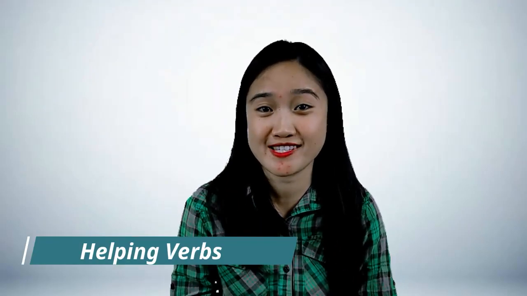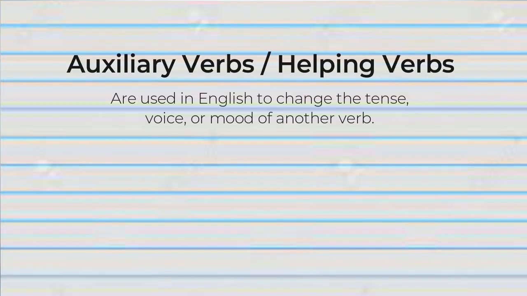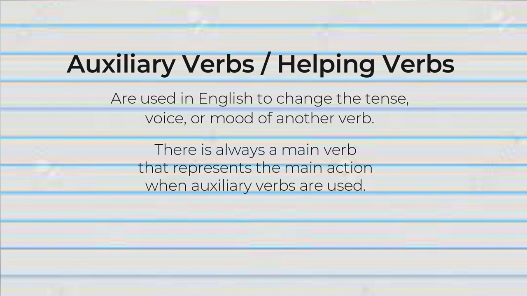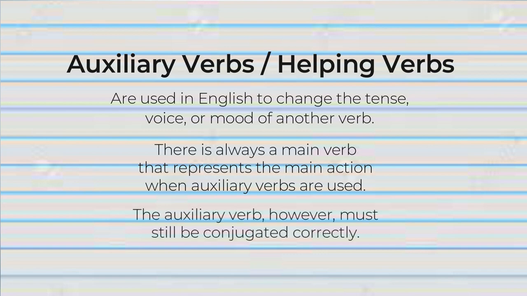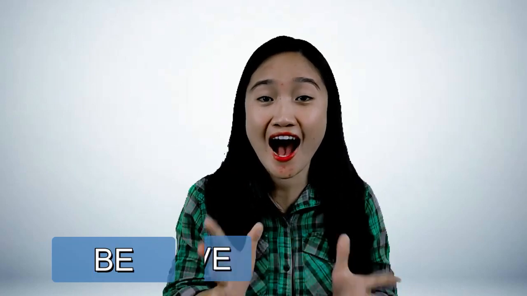So now let's talk about the auxiliary verbs, also known as helping verbs. They are used in English to change the tense, voice, or mood of another verb. There is always a main verb that represents the main action when auxiliary verbs are used. The auxiliary verb, however, must still be conjugated correctly. The most common auxiliary verbs are be, have, and do.